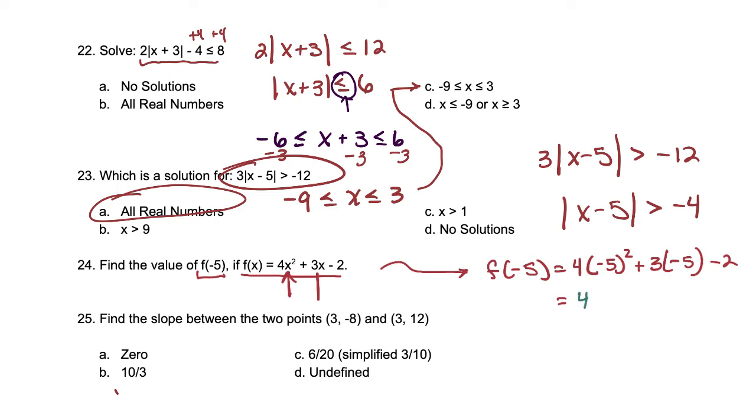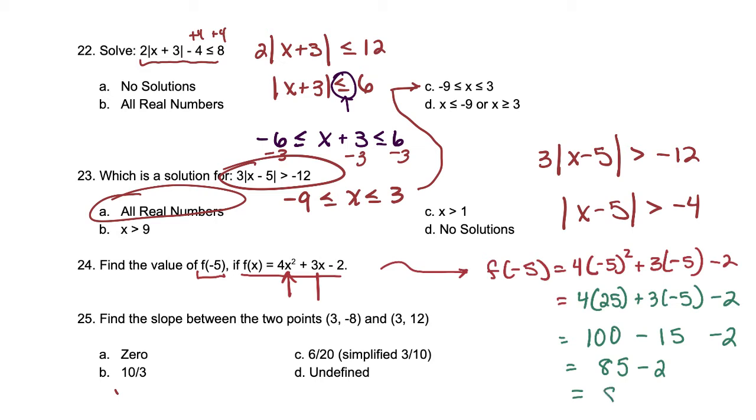So I'm going to square the -5 first. -5 times -5 is 25. And then I'll just do all my multiplications next. Now I'm going to multiply from left to right. So that's 100. That's -15. That's -2. And that's going to be 85 minus 2. And I get an 83. So the f of -5 equals 83.